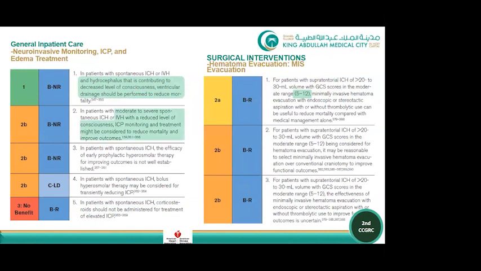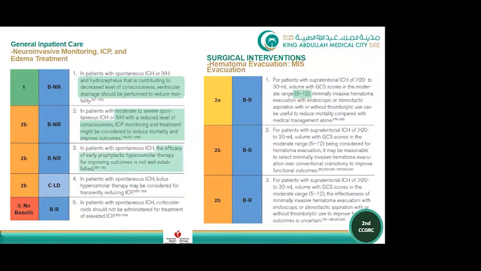So for patients with ICH, IVH, and hydrocephalus that contribute to decreased level of consciousness, EVD should be performed to reduce the mortality, as a class 1 recommendation, strong evidence.